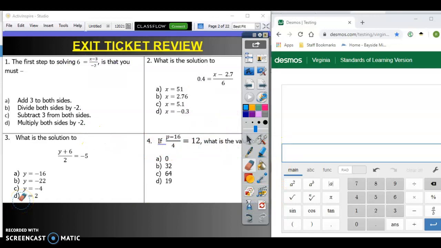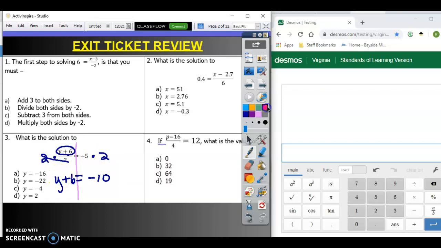All right, number 3. So let's go ahead and separate our equation into two sides. And we're going to read it. So y plus 6, we're going to leave that alone. Divided by 2, so that means we're going to multiply by 2. This cancels out, and now we have y plus 6 equals negative 5 times 2. You can type that in your calculator. I know it's negative 10.